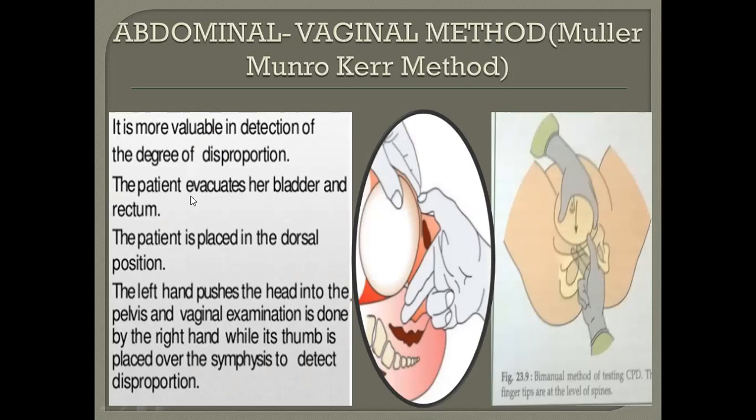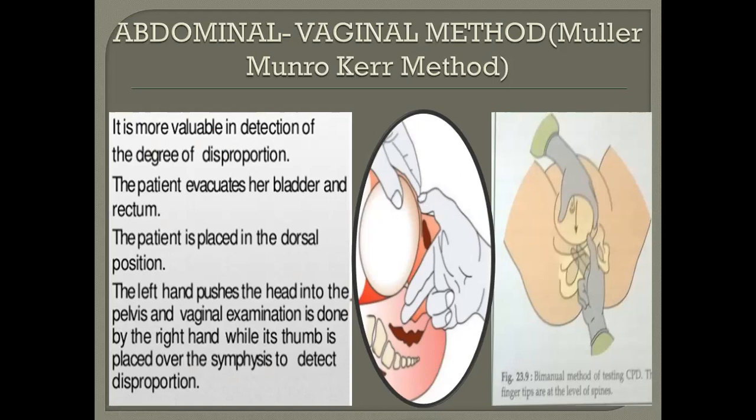Initially the patient should evacuate her bladder and rectum, and the patient is placed in dorsal position. The left hand pushes the head into the pelvis, and the vaginal examination is done by the right hand, while the thumb is placed over the symphysis to detect the disproportion. You can see in the diagram. Abdominally, one hand is kept, the left hand. The examiner has kept her left hand over the abdomen, holding the baby's head. Whereas with the right hand, vaginally two fingers are inserted, and the thumb is placed over the symphysis pubis.